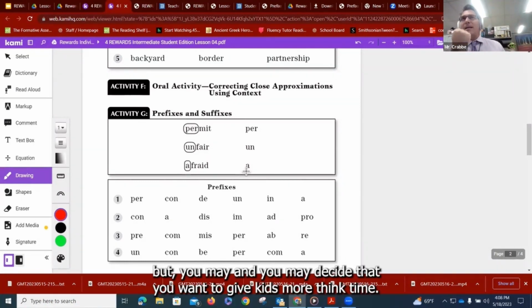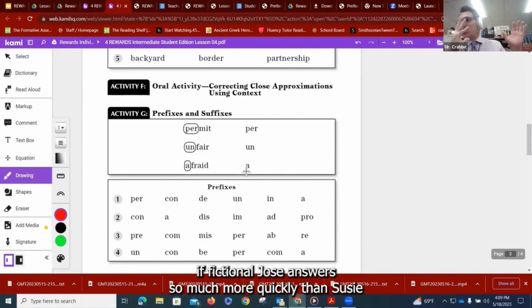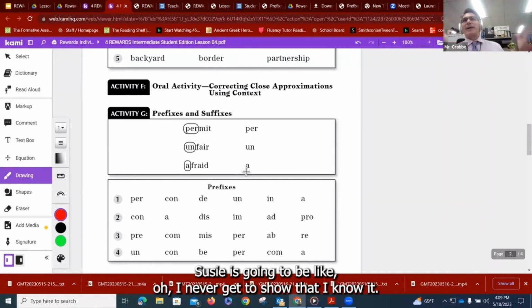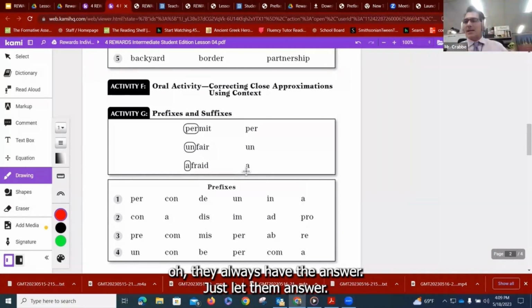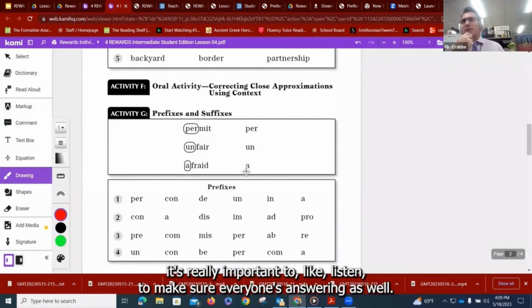But you may decide that you want to give kids more think time, so you just hold the fist for longer. What's going to happen is if, for example, a fictional Jose answers much more quickly, Susie's going to stop answering unless you give them enough think time. Susie's going to be like, oh, I never get to show that I know it. And that person's going to have this thought that, oh, they always have the answer, just let them answer. But we don't want that. We want every kid answering, so it's really important to listen to make sure everyone's answering as well.